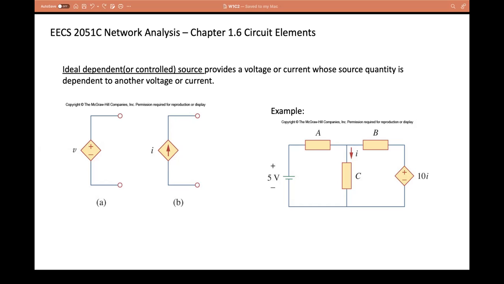Also, because this is a diamond shape with a voltage value of 10I next to it, it is dependent on the current I going through the element C here. So for example, if the current I going through the element C here is 2 amps, then this voltage source will provide us 20 volts.